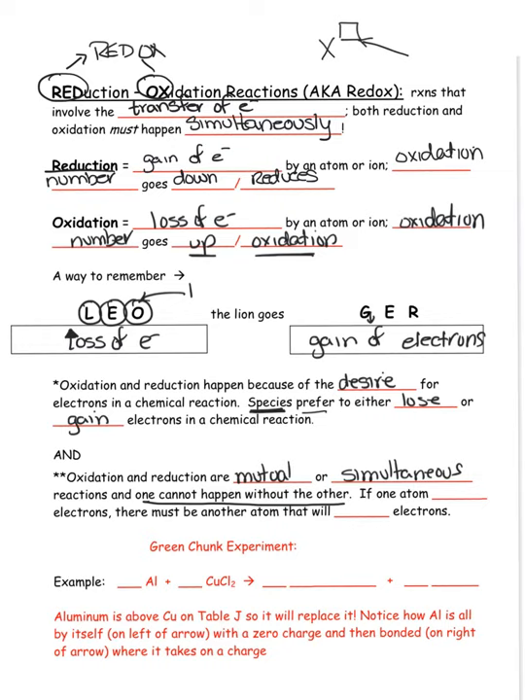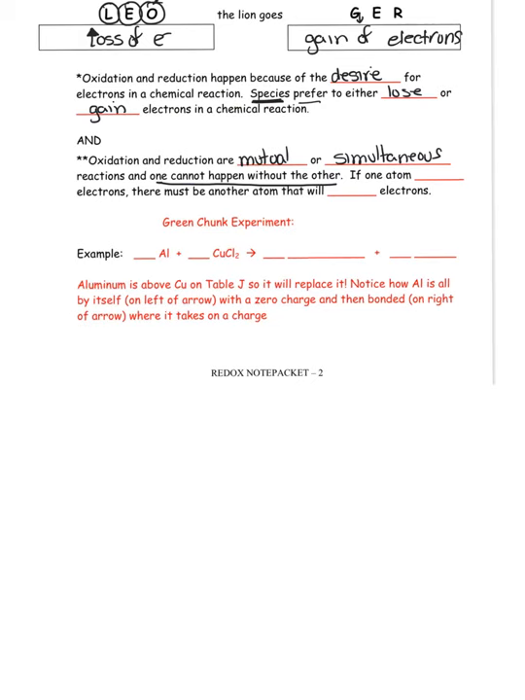If one atom loses electrons, there must be another atom that is going to gain those electrons. So let's take a look at this example right here. And in the next lesson, we'll talk more about assigning oxidation numbers. But for the meantime, I'm going to put them in so that you can see them.